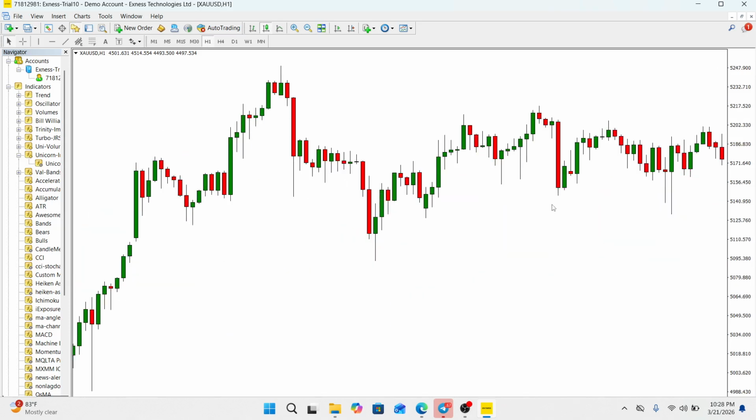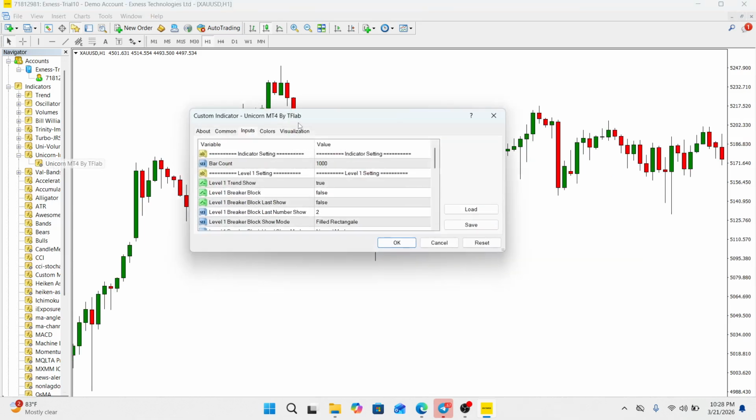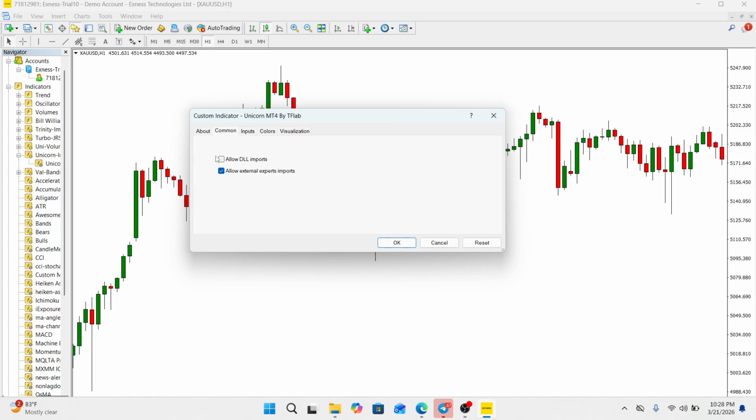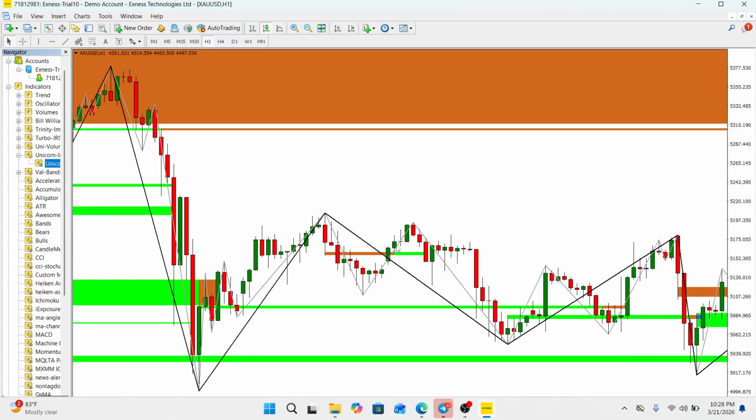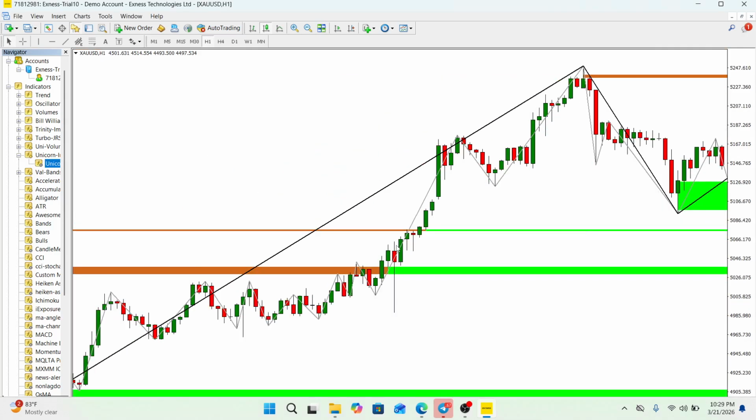At this point, I'll load the indicator on the chart so you can see how it looks in real time. I'm just going to allow the DLL imports. Alright, there we have it. You can see how it looks on the chart.